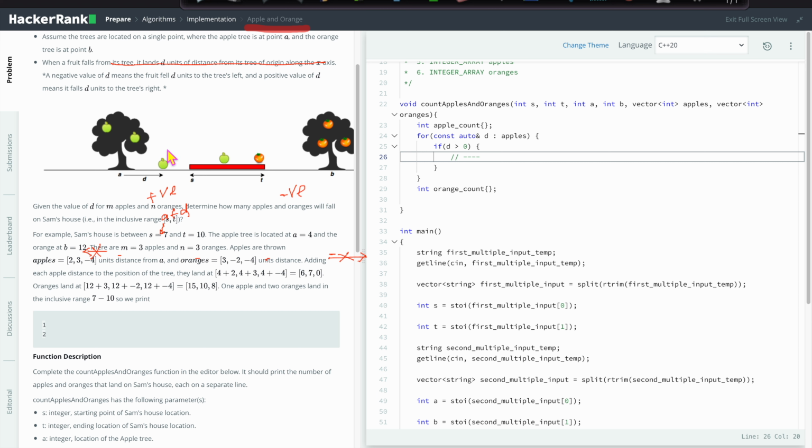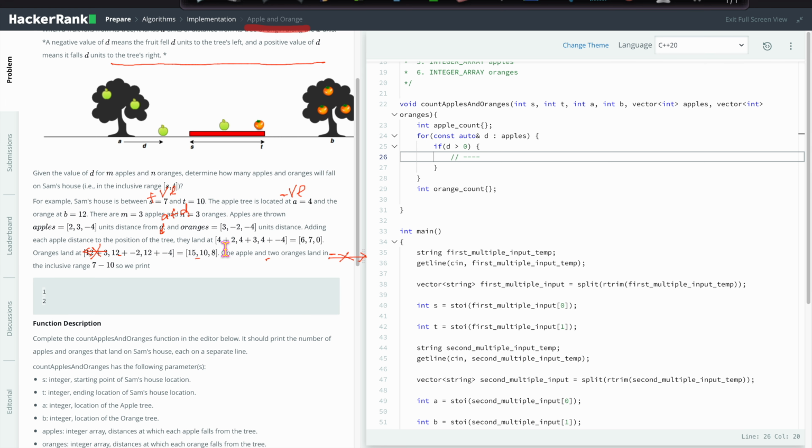See, the falling point is supposed to be here. Since the value of d is given, the falling point will become a plus d, right? We have to check if a plus d is greater than s and a plus d is less than t, then only we can say it is falling within this range, or in Sam's house, right? Again, we have to check whether we have to consider s and t or not.